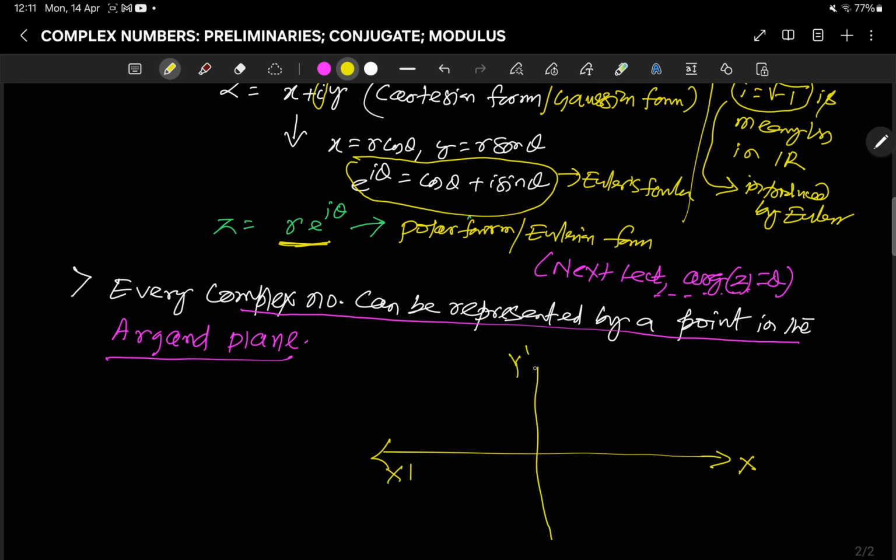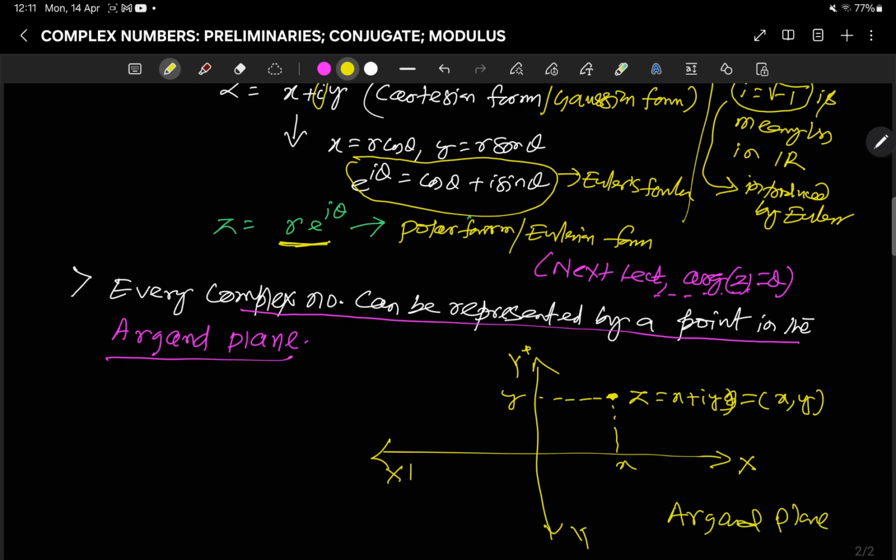This is your imaginary axis here, and this is the point here. Okay, and this point, if this is my x and this is my y, then this is my z, which is equal to x plus iy. This is your z equal to x plus iy, or the ordered pair (x, y). This is called the Argand plane. So every complex number can be represented by a point in the Argand plane.